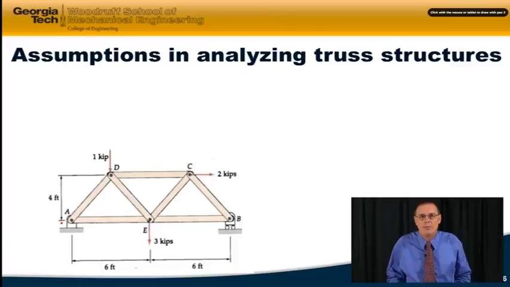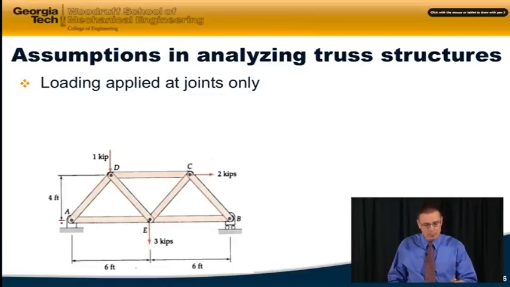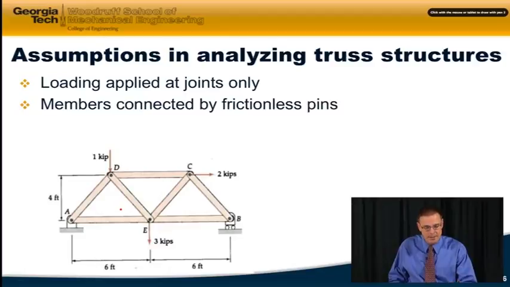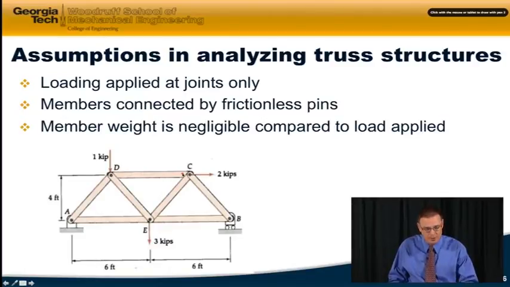So there are some assumptions that we're going to use in analyzing truss structures to simplify the modeling of them. One is that we're going to say that the loading is applied only at the joints, so that they're all two-force members. We're not going to have any loads in the center of the members. The members are going to be connected by frictionless pins. We're going to idealize those as frictionless pins. And we're going to say that the weight of the members themselves is negligible as compared to the forces applied to the truss.